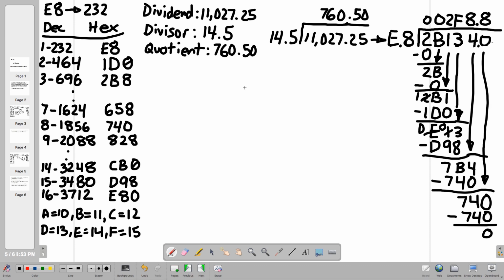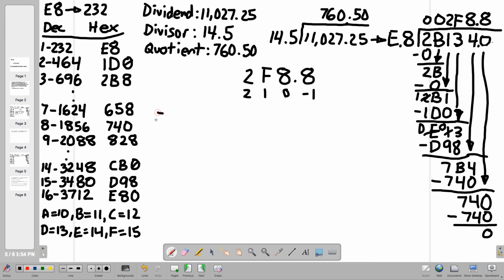So what we want to show is, does the value 2F8.8 represent the quotient in decimal, the value 760.50? So what we'll do is just move this out here. 2F8.8. And so we have 8 here in the 0th position, F in the first position, 2 in the second position, and because 8 is to the right of the decimal point, it's in the -1 position.